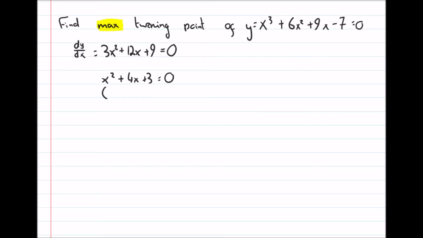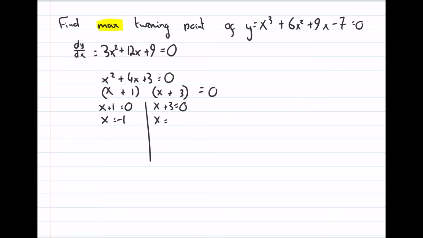Okay, so factorize this. Split it: x plus 1 equals 0, x plus 3 equals 0. That means x equals minus 1, and x equals minus 3.